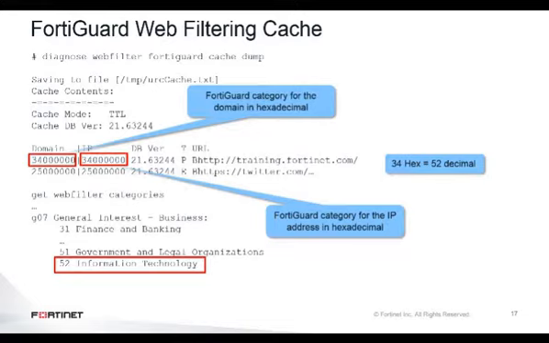The command get webfilter categories lists all the categories with their respective ID numbers. In this list, the IDs are represented in decimal. So if you want to find the category name for a URL in the cache, use the first command to list the cache and convert the ID number from hexadecimal to decimal. Then use the second command to find the category name for that ID number.